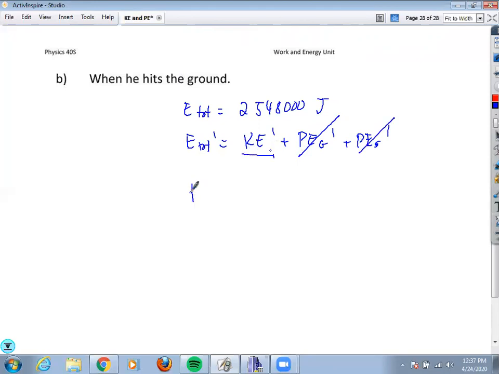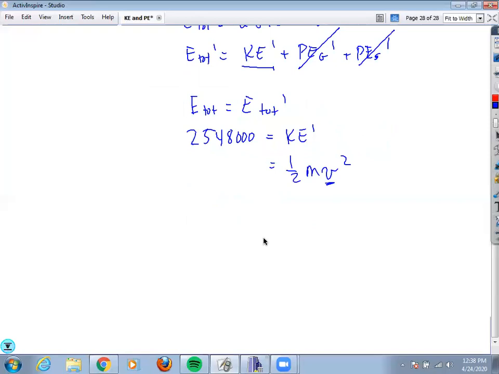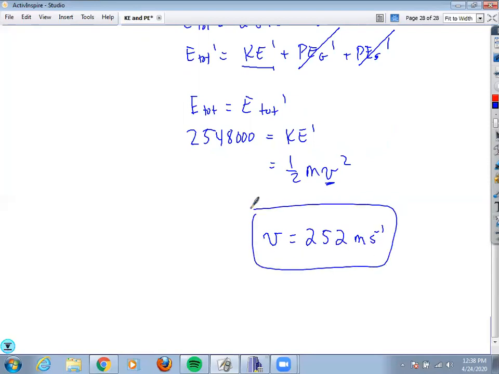So E total equals E total prime: 2,548,000 joules equals KE prime, which allows you to solve for 1/2 mv squared, so you can isolate V. So I will let you try that on your own. You should get a final speed of 252 meters per second. You can try calculating that on your own.